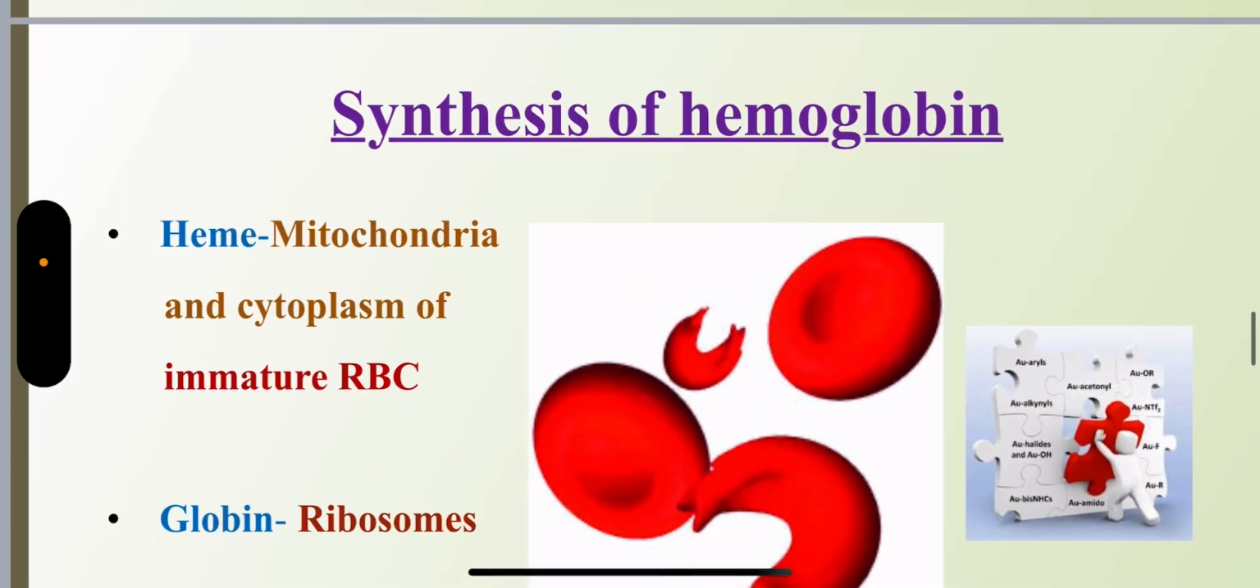Now about the synthesis of hemoglobin. The heme part is mainly synthesized in the mitochondria and cytoplasm of the immature RBC. The globin part comes from ribosomes. Heme and globin combine to form hemoglobin.